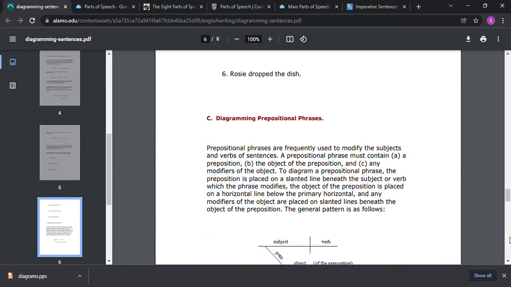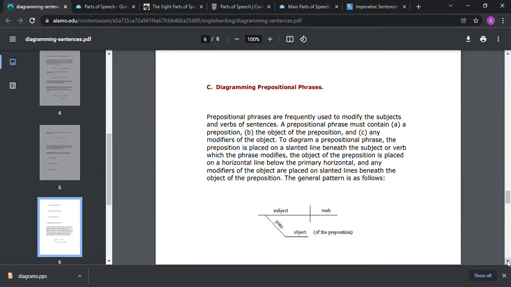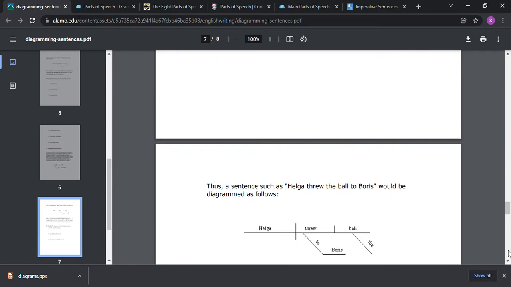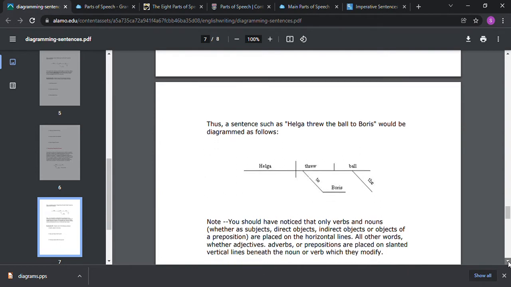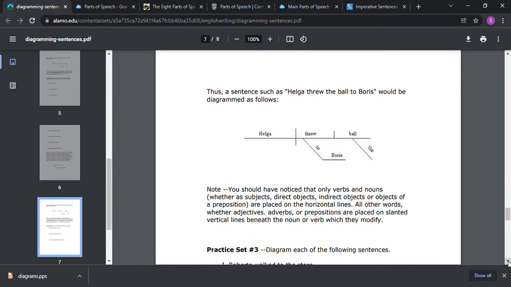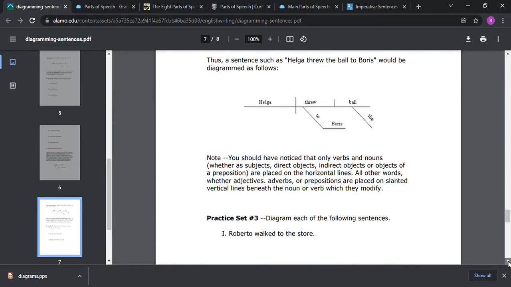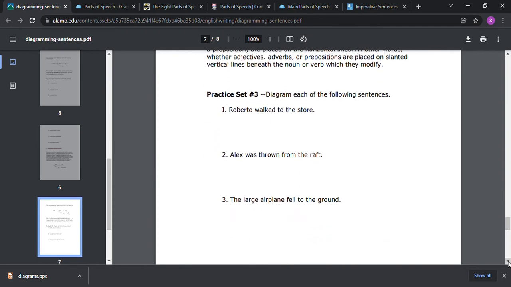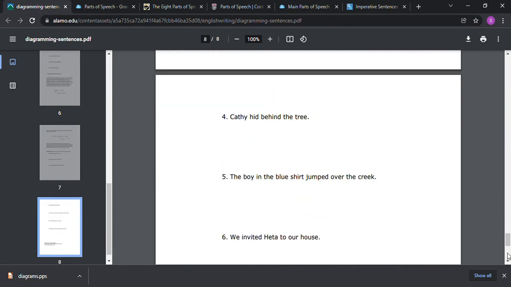And then it talks about diagramming prepositional phrases. And it talks about what a prepositional phrase is. So you can read more on that, and I will pause that so you can see it. So it says Helga threw the ball to Boris, which would be diagrammed as follows. And you can see that, and you can read that, because I don't want to read the whole thing to you, but I will pause it so that you can read it, because I think you can read this on your own. I think I read enough to you.